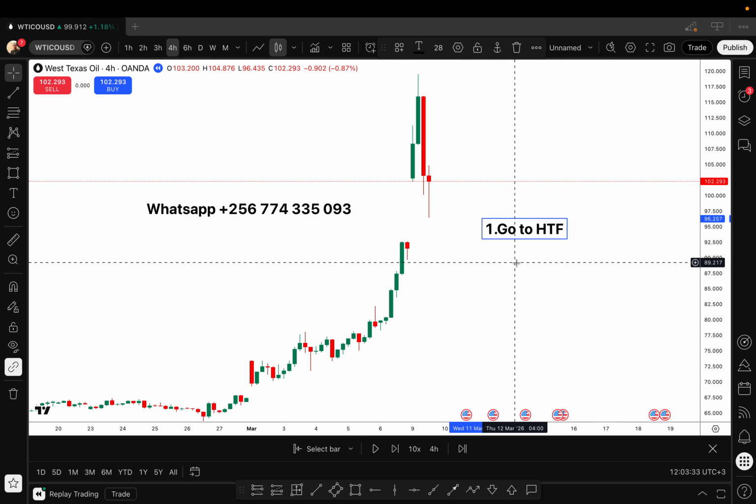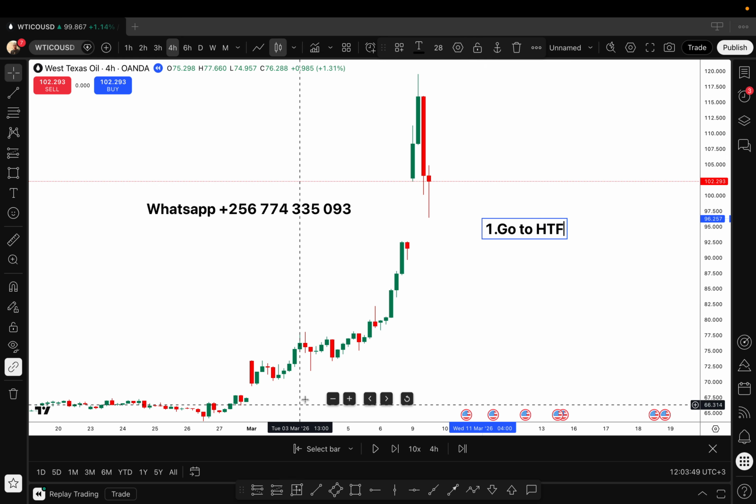On your highest time frame, which is the 4 hour in our case, what is that thing that you're looking for? You're looking to mark your supply and demand zones. You're looking to mark your support and resistance zones. You're looking for the direction of the market.